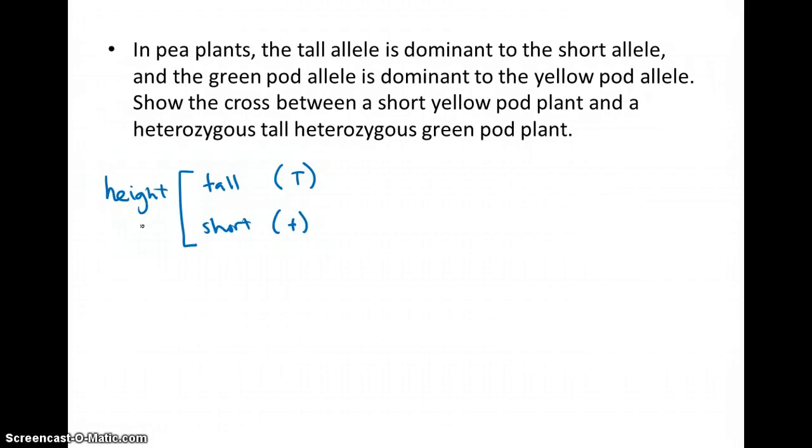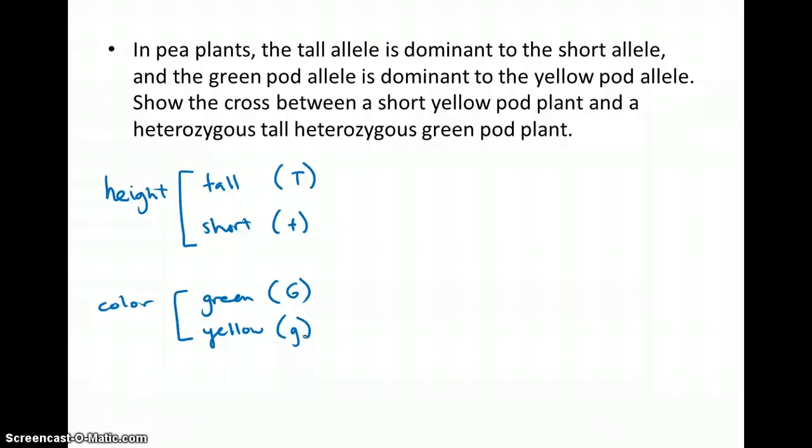The next characteristic is pod color. Green is dominant over yellow. Now for both of those, I use the same letter for the same characteristic, and I use different cases to show that one is dominant over the other.